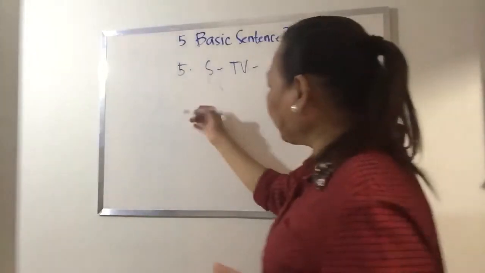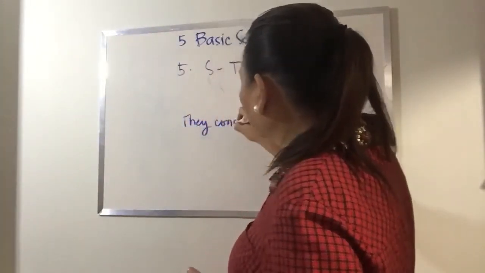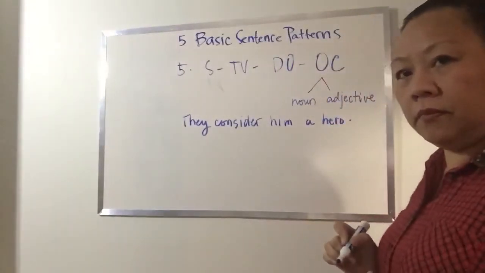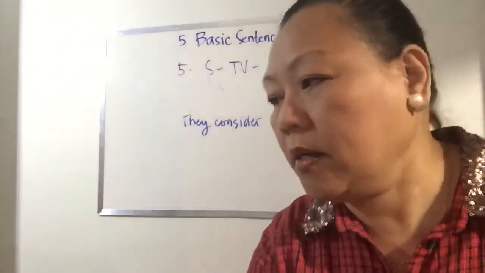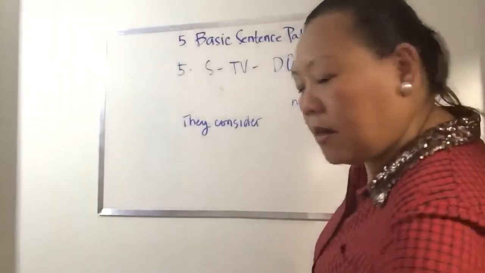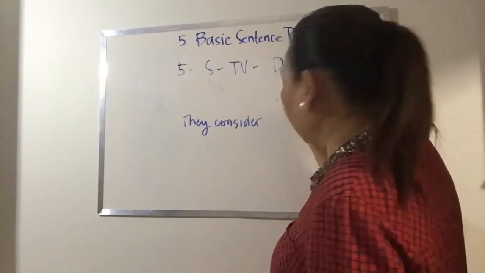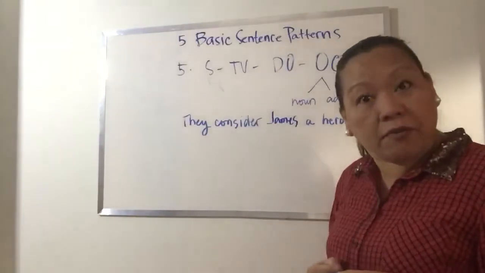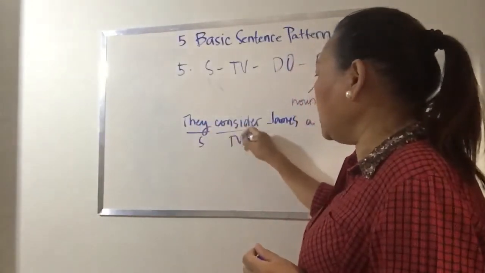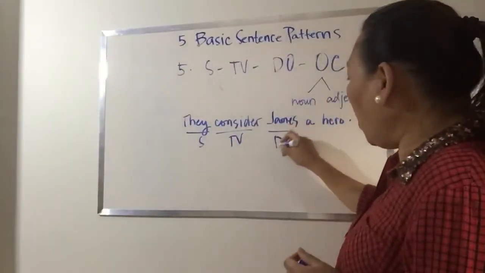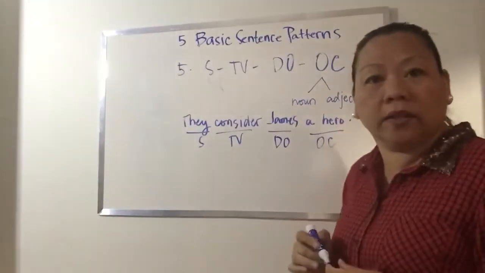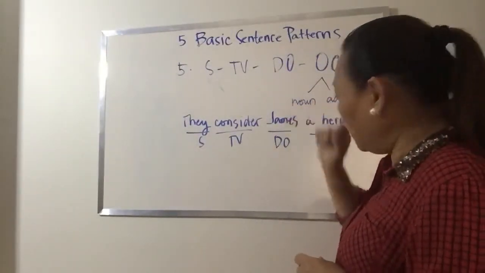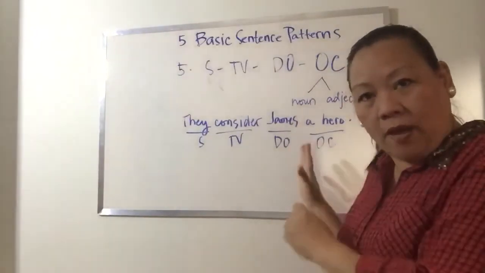Okay, so examples. Okay, so they consider him a hero, or they consider, let's say I want to give a name, James. Okay, they consider James a hero. So they is a subject, consider is a transitive verb, James is the direct object here, and a hero is an objective complement. Complement, it's the PLE, guys. Okay, so a hero is used to refer to James. It's a noun.